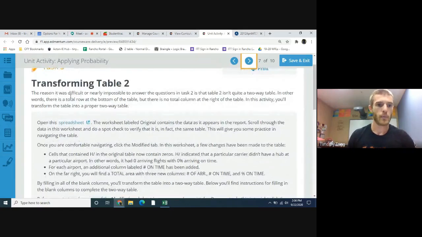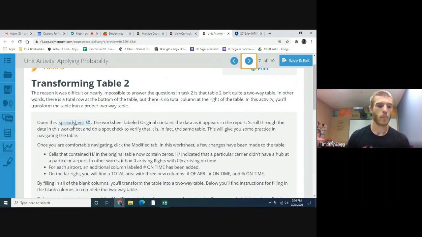It says the reason it was difficult or nearly impossible to answer the questions in task 2 is that table 2 isn't quite a two-way table. In other words, there is a total row at the bottom of the table, but there is no total column at the right of the table. In this activity, you'll transform the table into a proper two-way table.